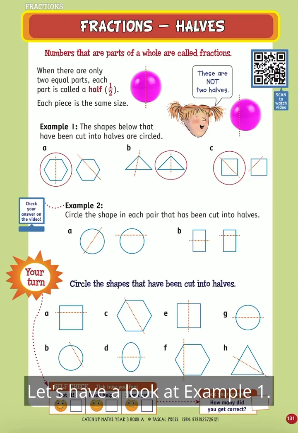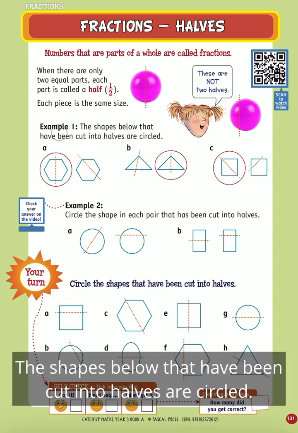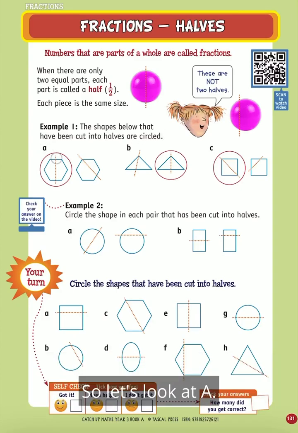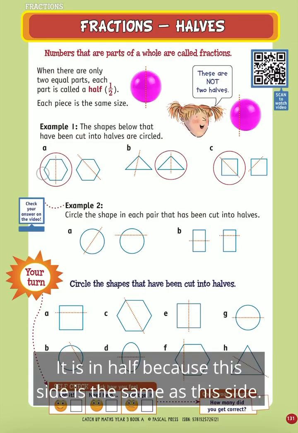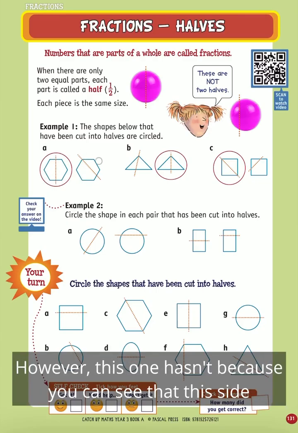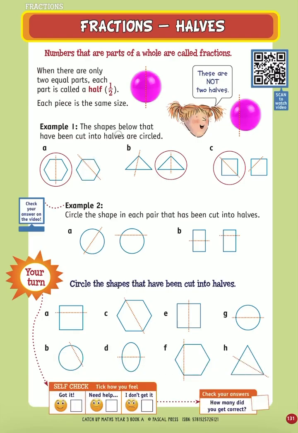Let's have a look at example 1. The shapes below that have been cut into halves are circled. So let's look at A. Here we have a hexagon and it has been cut into half. It is in half because this side is the same as this side. However, this one hasn't because you can see that this side is much bigger than this side.